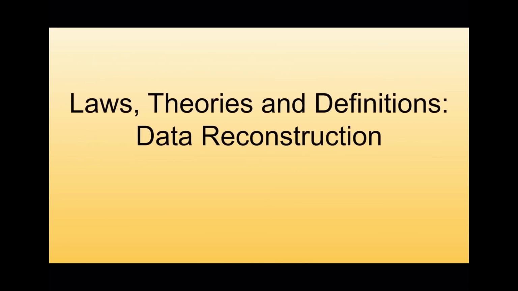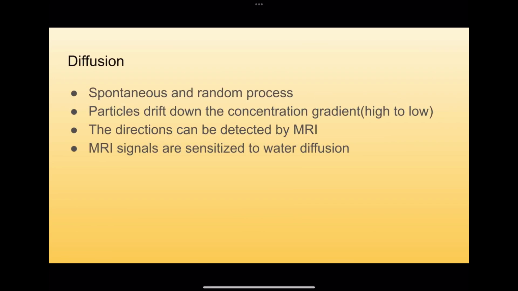Now, we are going to talk about the laws, theories, and definitions used in the data reconstruction part. Again, in this study, we are going to visualize the diffusion directions of the fluids in the brain. Diffusion is a spontaneous and random process. Particles drift down the concentration gradient from a high concentration area to a low concentration area. The directions can be detected by MRI.